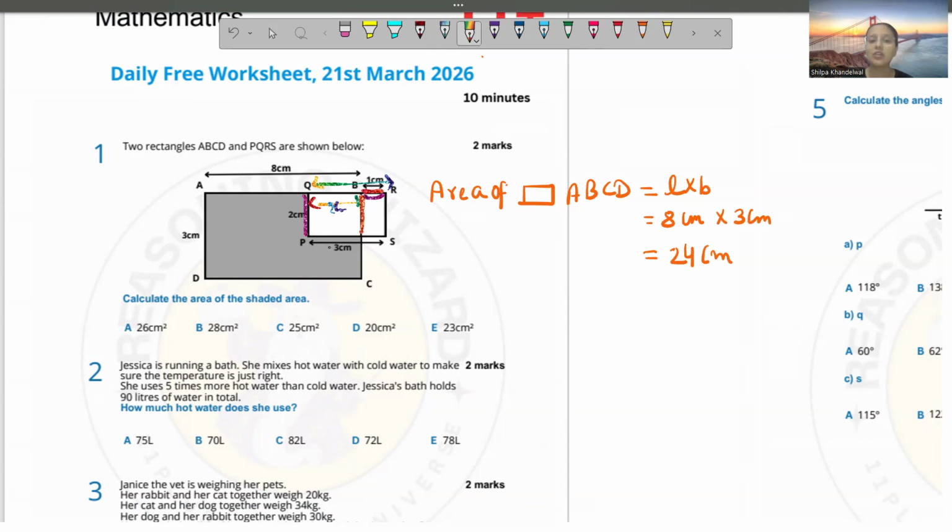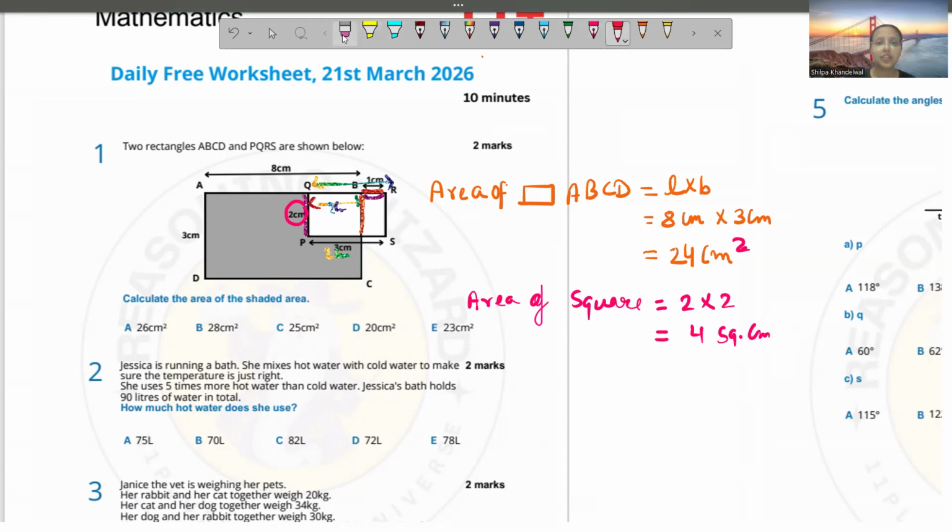Now you can see when all sides become 2, it means it's nothing but a square. And everyone knows that the area of a square is side times side. The side here is 2 centimeters, so we are going to do 2 times 2, which is 4. So it's going to be 4 square centimeters.